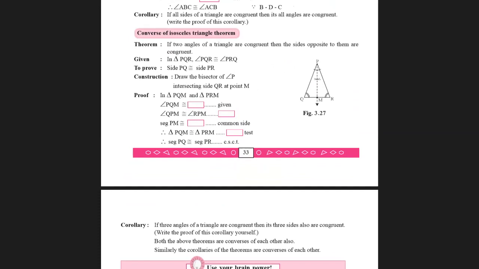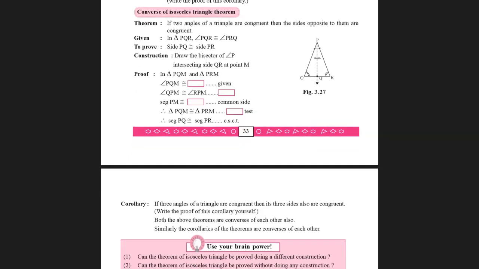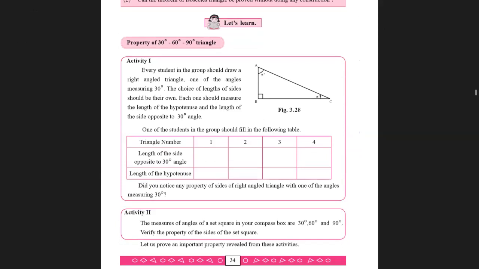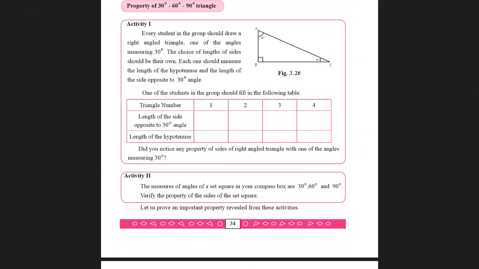So if you have angle PQR congruent to angle PRQ, it means the sides opposite to them, that is PR and PQ, are congruent to each other. Okay, so that's about the theorem, that is a converse. Now, since the proof is not there, we are not doing it, but just learning the theorem would definitely help you. Now, property of 30 degree, 60 degree, 90 degree triangle.